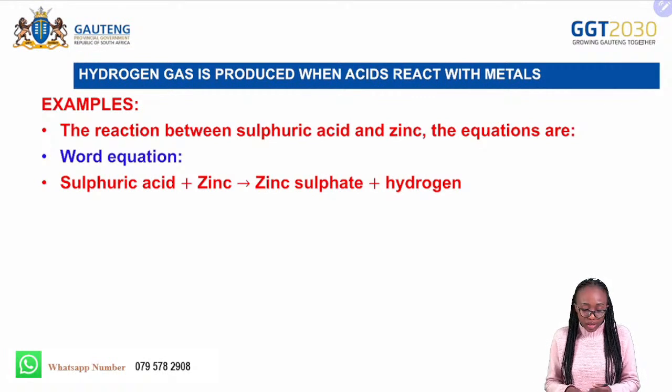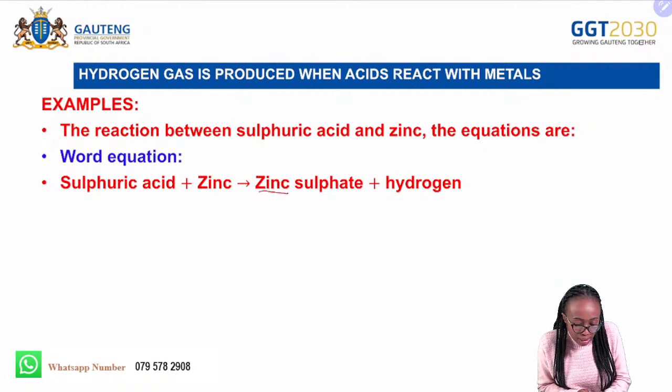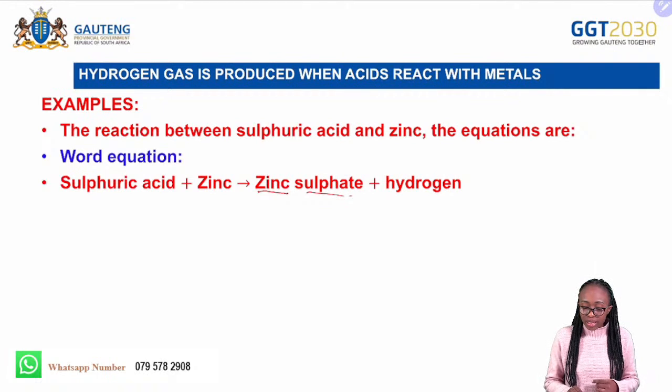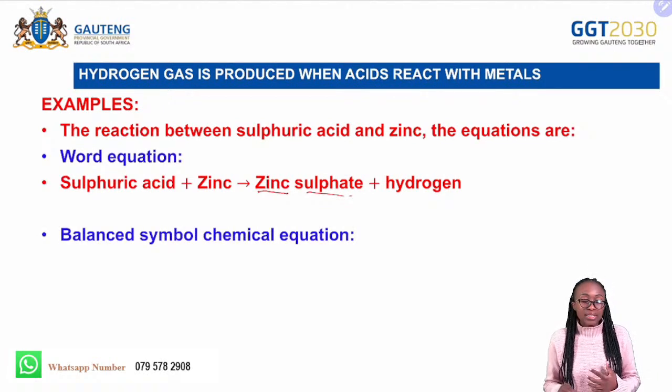How did we name our salt? We named our salt zinc and sulfate. So it is named after the acid and the metal. So the name of the salt is zinc sulfate. So now let's look at the balanced symbol equation.